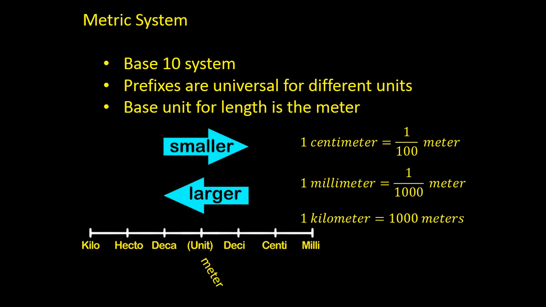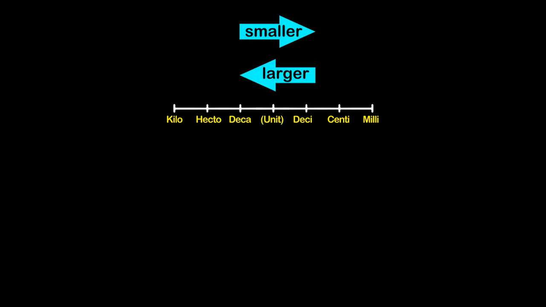On the other hand, the units of measurement to the left of meter are larger. So if we're going to compare kilometers and meters, we can say that the kilo prefix is 3 places to the left of meter, which means it's 3 powers of 10 larger than a meter. So a kilometer is 1,000 meters. Now, keeping this conversion in mind will help you convert from one unit of measurement to another.